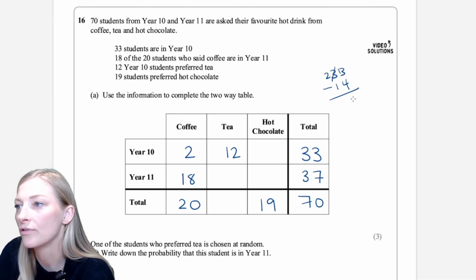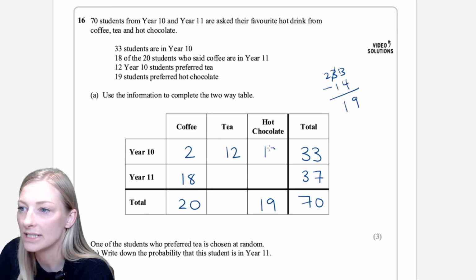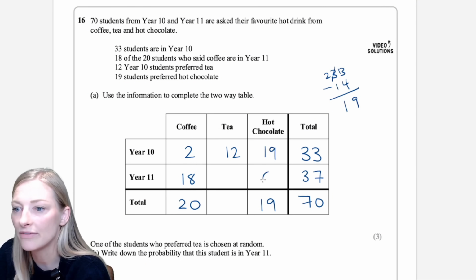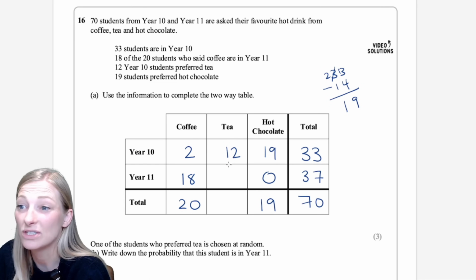More on the floor, borrow from next door. 13 take 4 is 9, and 2 take 1 is 1, so 19. No year 11s said hot chocolate, because we've already got the 19 there, which means the rest of them must have said tea.